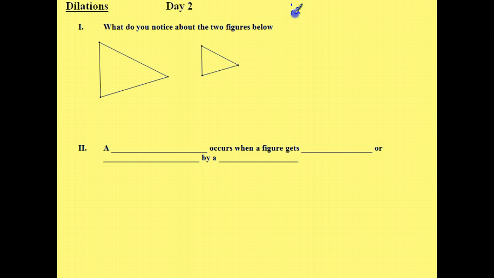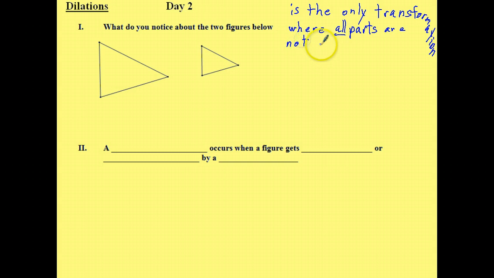Dilation is the only transformation where all parts are not congruent.